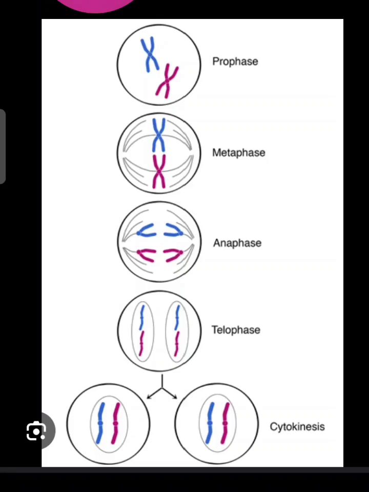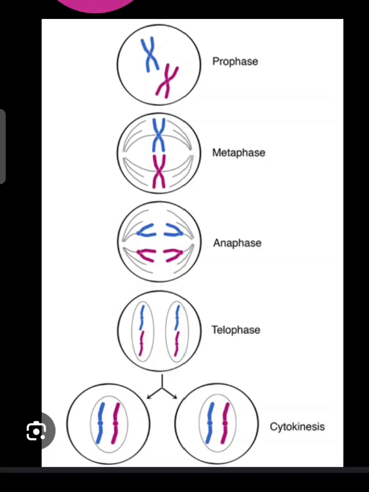The thing to remember is that M stands for coming to the middle. A stands for going away, like anaphase, where they are separating. T is for making two. That's an easy way to remember. So in mitosis, in metaphase, there is no homologous chromosome pairing. Here in mitosis we have 46 chromosomes, and the daughter cell also has 46 chromosomes. Only sister chromatid separation occurs.